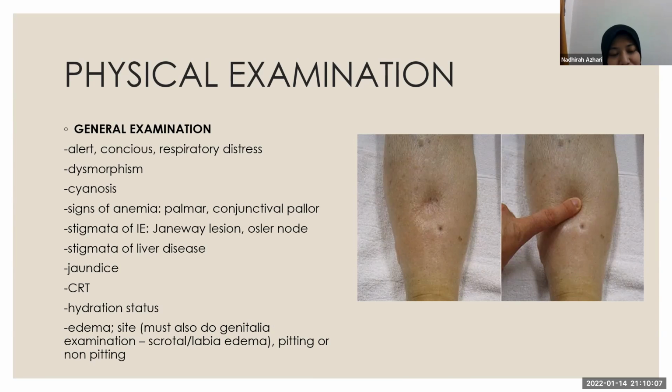congenital heart disease, which can also cause heart failure. And then we need to look for signs of cyanosis, either peripheral or central, and signs of anemia, stigmata of infective endocarditis, and stigmata of liver disease.